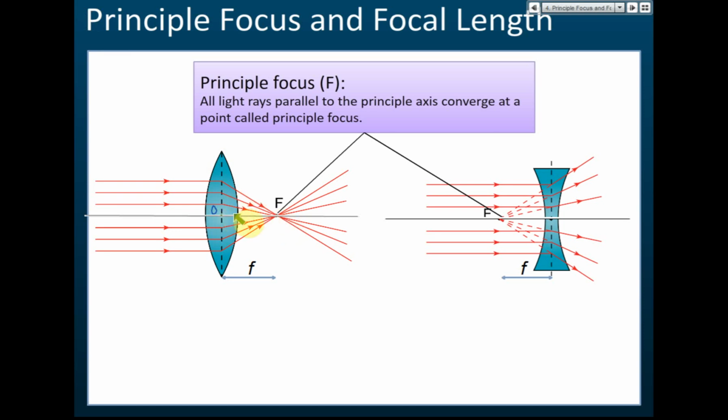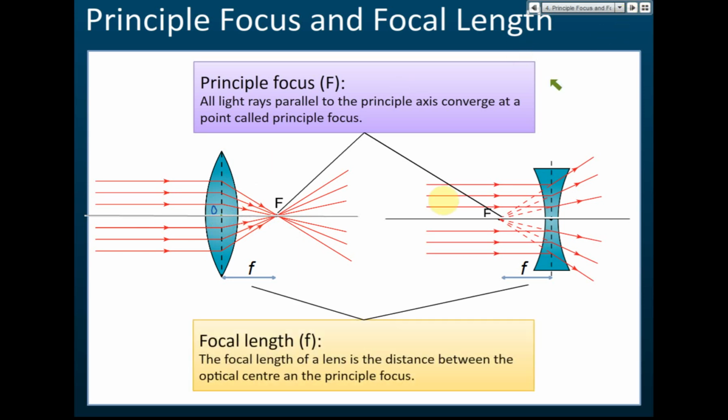The distance between the optical center and the principal focus, the distance between these two points, is called the focal length. The focal length is denoted by the small letter f. So the capital letter F is the principal focus, and the small letter f is the focal length. Focal length is the distance between the principal focus and the optical center.